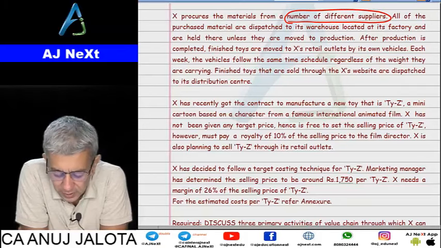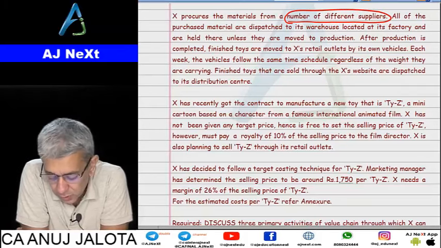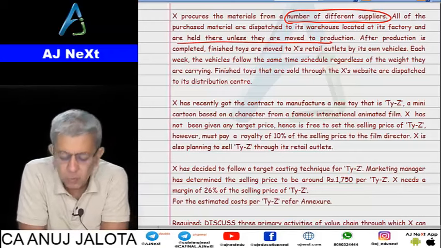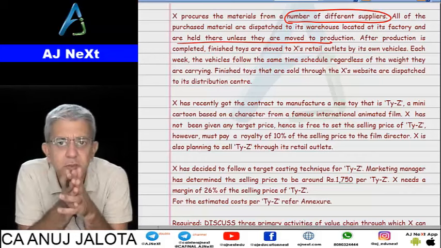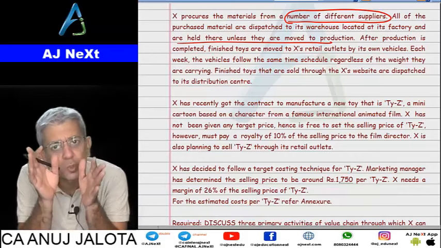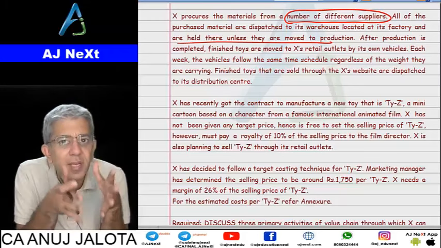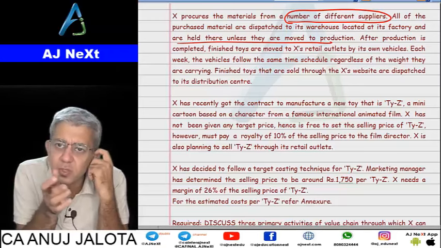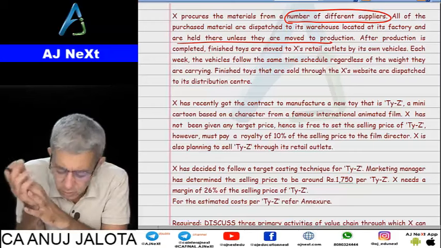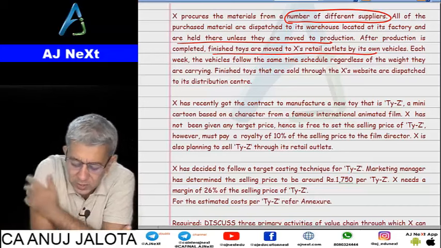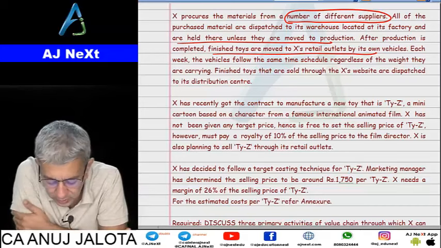All the purchased materials are dispatched to its warehouse located at its factory and held until they are moved to production. So we purchase the materials from many suppliers and the materials are stored in the warehouse. Once production is happening, the factory will ask us to send the material, and then we move the material to production, meaning to the factory. After production is completed, finished toys are moved to X retail outlets by its own vehicles.